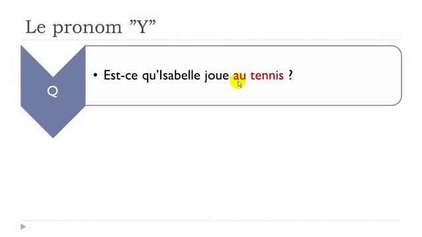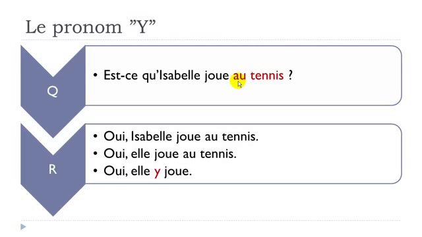So still, it's possible to use this pronoun. Oui, Isabelle joue au tennis. Repeat everything. Second one, oui, elle joue au tennis. And the last one, oui, elle y joue. All right, so you can see that it's quite short, but it's quite useful because you don't need to repeat all the things that were stated in the question. Okay, so remember, as usual, the pronoun should come before the verb.